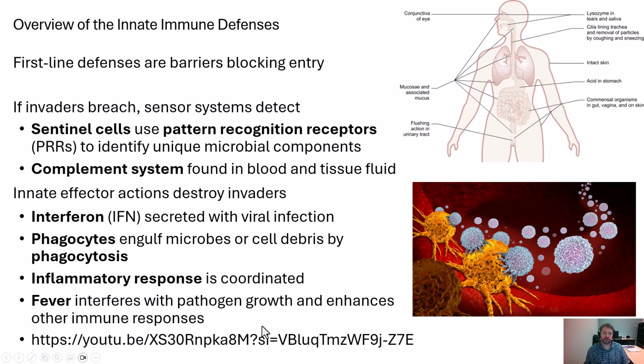Normally, if it's a viral infection and it's the viral material being generated into an antigen, we call it an interferon, or IFN. Phagocytes normally eat microbes like bacteria, archaea, protozoans, and fungi.